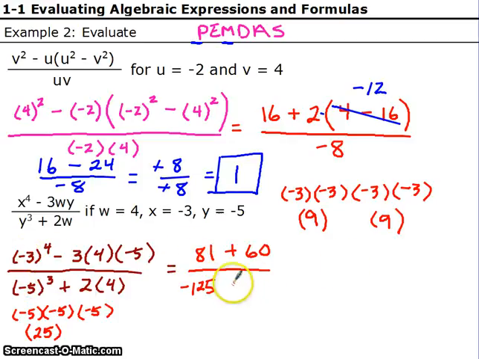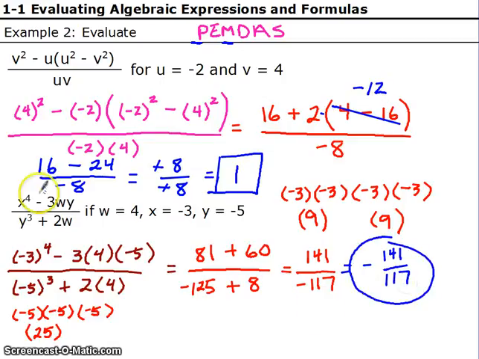And then that'll be plus 8, 2 times 4. The last thing left to do is to add these together. So 81 plus 60 is 141. Negative 125 plus 8 is negative 117. Usually you don't see a negative written on the bottom like that. It's just not a conventional way to write things. So I'm going to put that negative out front like this, negative 141 over 117.